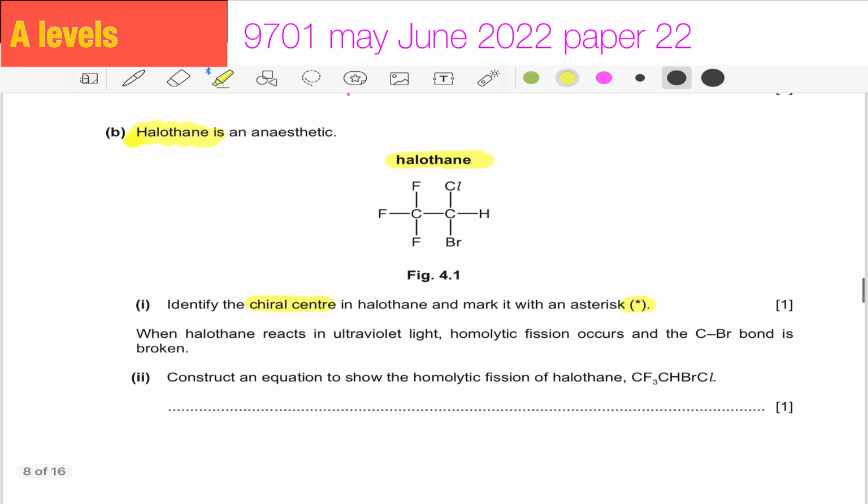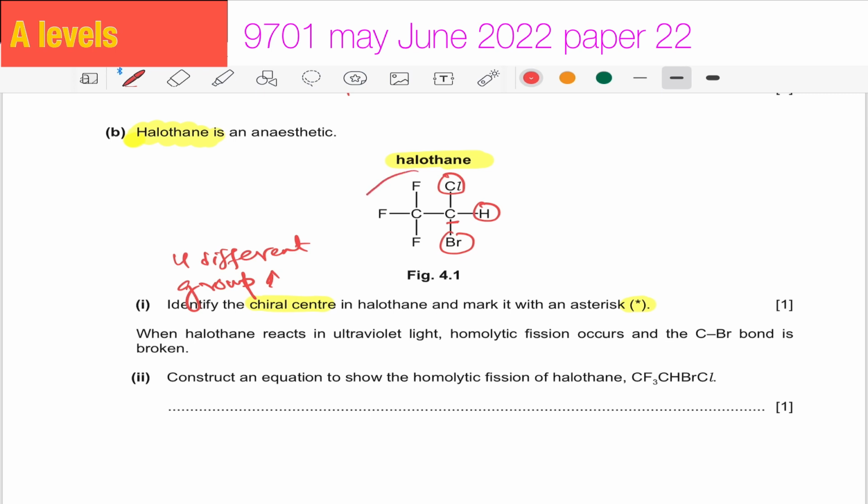Now, what is a chiral center? A carbon which is attached to 4 different groups. So if we look at this carbon atom, it is attached to a Cl, a hydrogen, a Br, and this 4th group. Right, so this particular carbon is attached to 4 different groups, and that means it is a chiral center. So we can just simply draw an asterisk on this carbon atom. Right, so this is our chiral carbon.